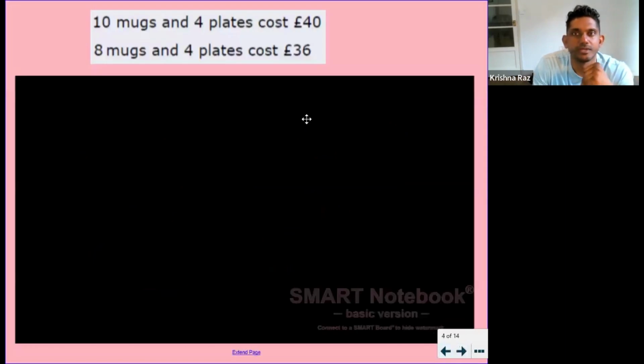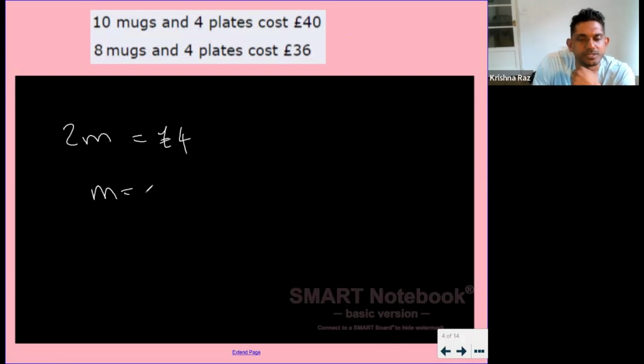There it is. So we have 10 mugs and 4 plates costing £40, and 8 mugs and 4 plates costing £36. So again, we bought the same amount of plates. So I'm going to formalize it a bit. So we've got a difference of 2 mugs at a cost of £4. So each mug must cost £2.